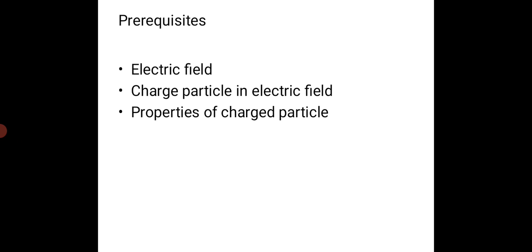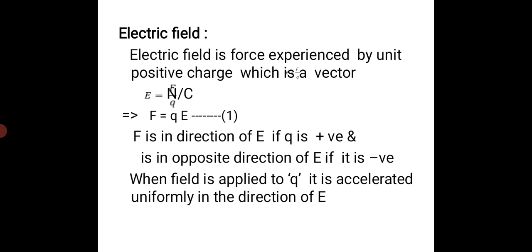The prerequisites for this session are electric field, charged particle in electric field, and the properties of the charged particle. To know this, let us have the equation for electric field. The electric field is a force experienced by unit positive charge, which is a vector. So E is equal to F by Q, Newton per Coulomb, that is F is equal to QE. Let it be equation 1. F is in direction of E if Q is positive, and F is in opposite direction if Q is negative.